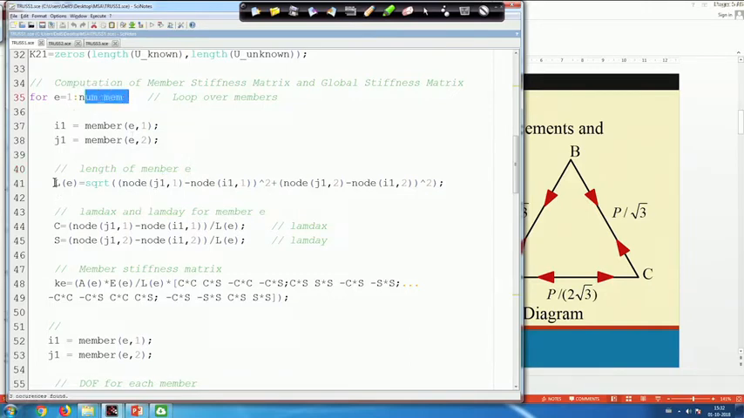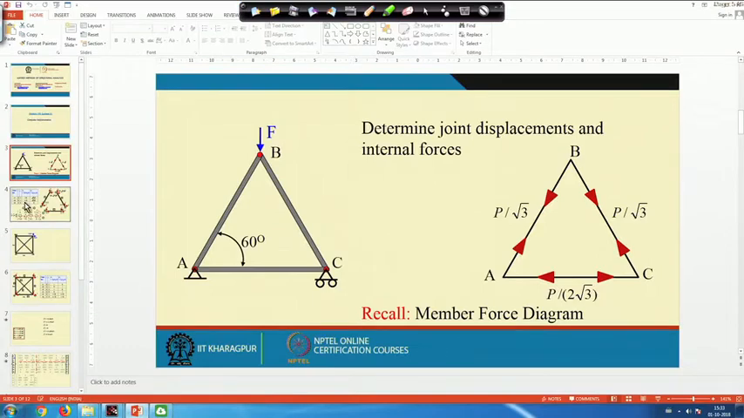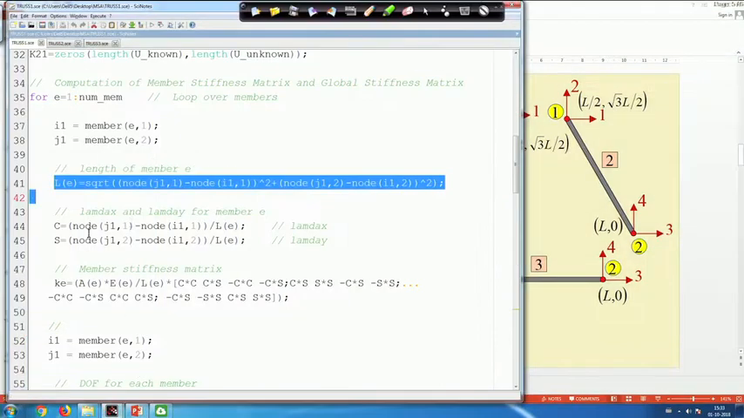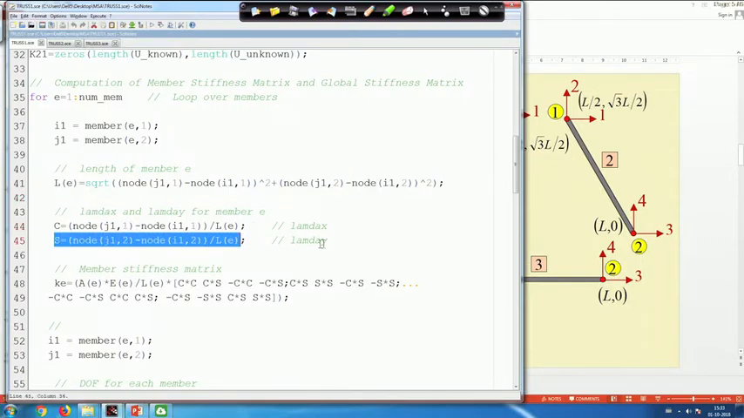Then this is the length calculation of each member, and once we have the length calculation, if you recall, this is the member stiffness matrix where we need lambda x and lambda y. Lambda x and lambda y are essentially a measure of theta. So this gives you lambda x: c is lambda x and s is lambda y.